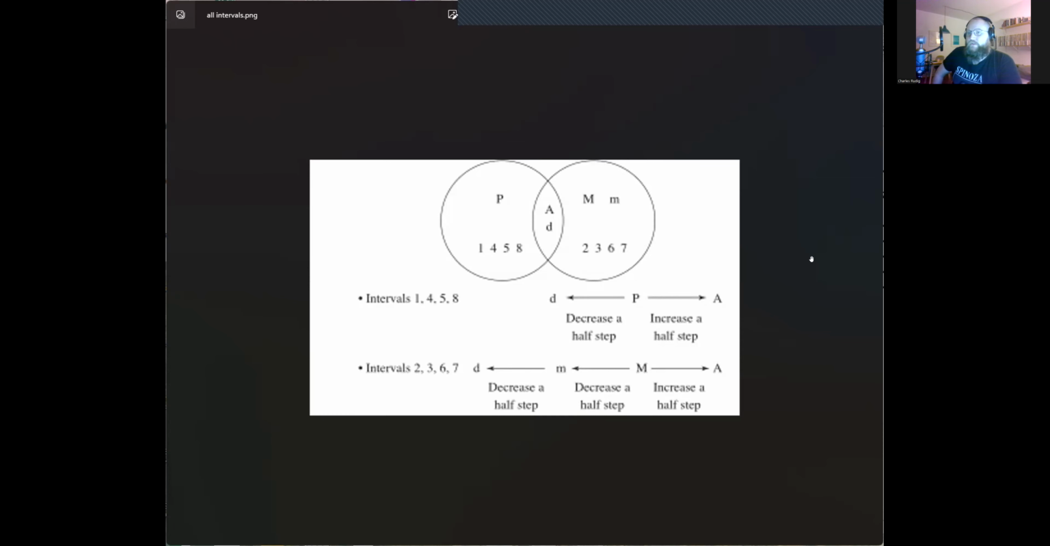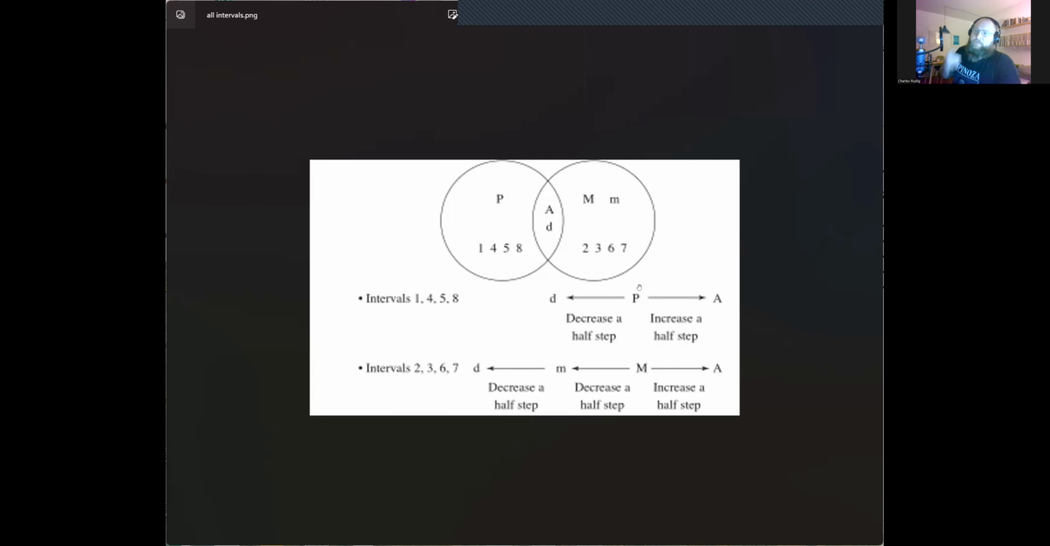So those two sets of intervals can be different qualities. So the unisons, fourths, fifths, and octaves, those can be perfect. And if you take a perfect interval, make it a half step bigger, it's augmented. If you take a perfect interval, make it a half step smaller, it becomes diminished. All right, then your color intervals, they can't be perfect. Your color intervals cannot be perfect, right? So there's no such thing as a perfect third. That's just a non-existent interval. So your color intervals can be diminished, minor, major, or augmented.